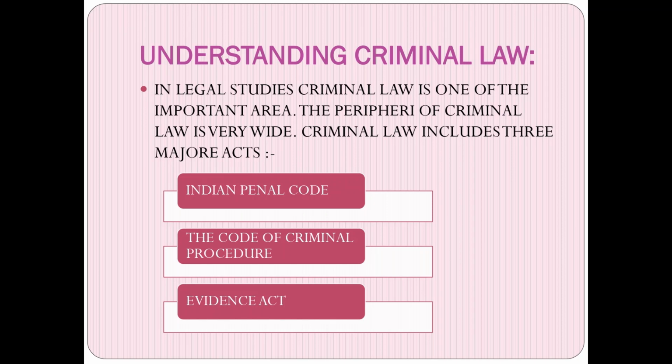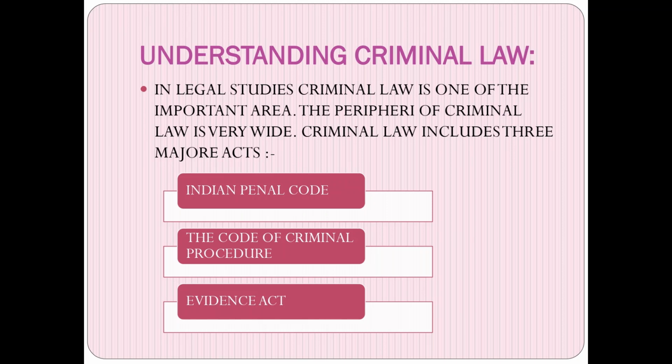Firstly, the Indian Penal Code defines the various crimes and their punishments. Then the Code of Criminal Procedure states the procedure of the laws which are laid down under the IPC, that is the Indian Penal Code, and then the Evidence Act helps to complete the trial procedure of the criminal cases. So today's video is all about the Indian Penal Code.